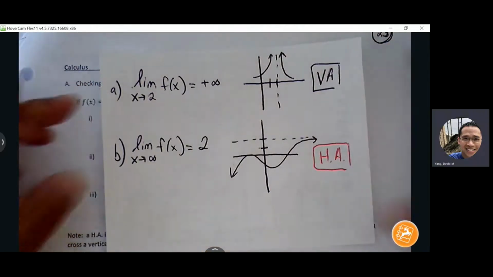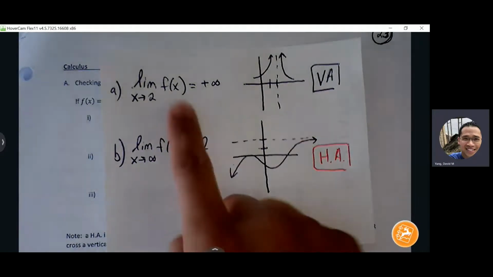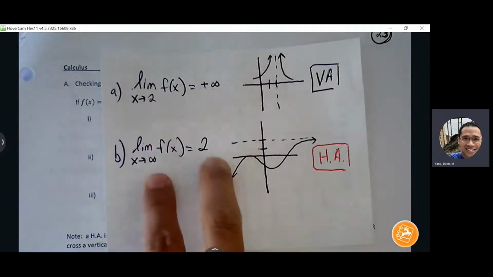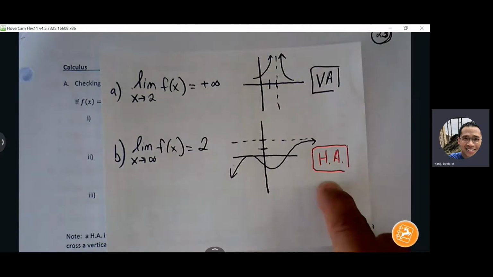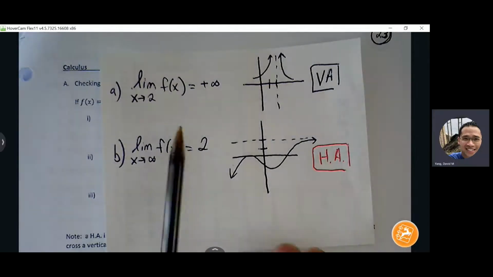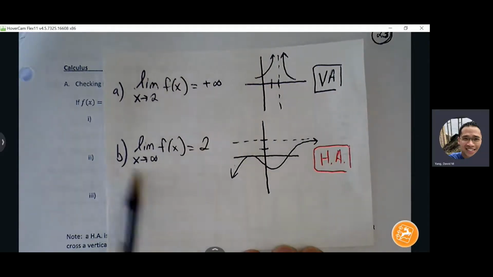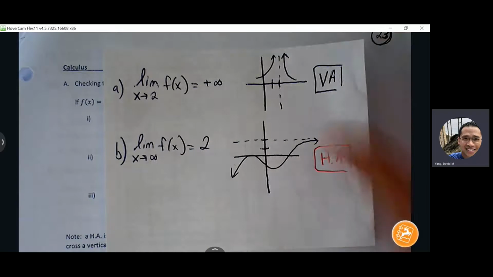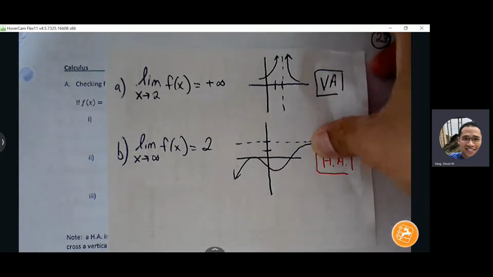So I put these next to each other because I want us to see the distinction. One is telling us there's a vertical asymptote. The other is telling us that there's a horizontal asymptote. They look kind of similar, but the x's and y's are different. So today we're going to be exploring horizontal asymptotes. All right, so let's go to our notes.